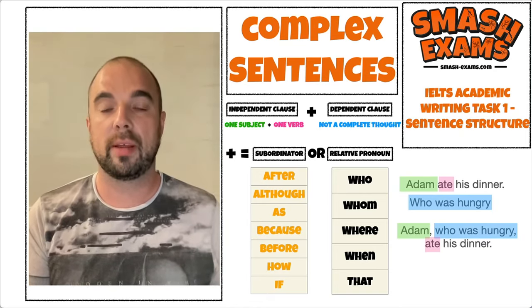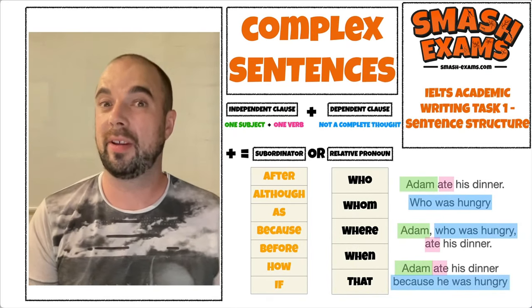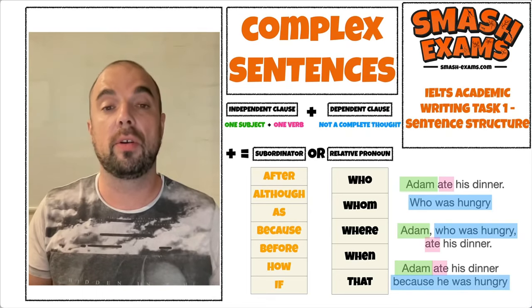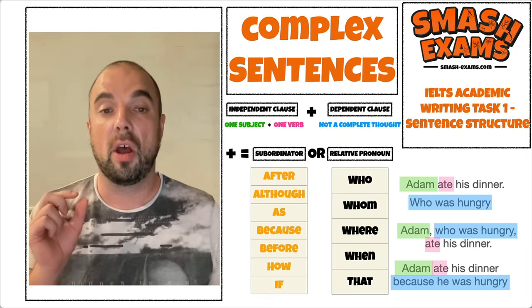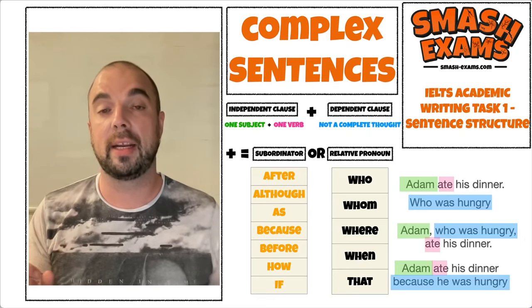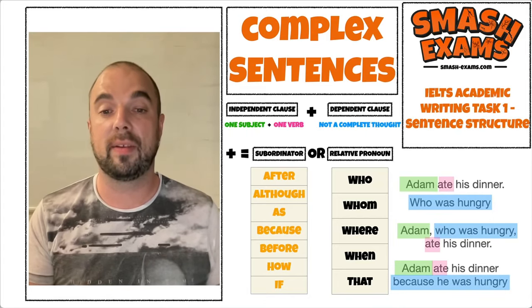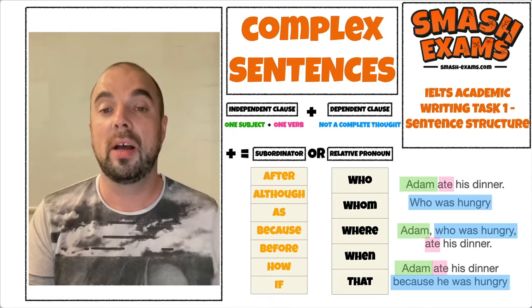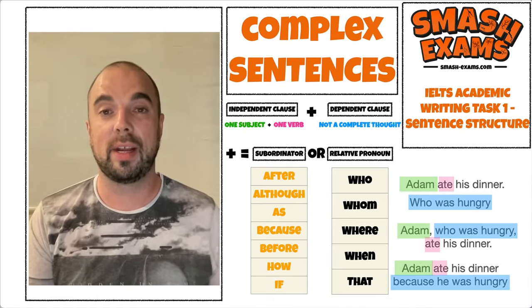Let's try and do that with a subordinator instead. We could say: Adam ate his dinner because he was hungry. Now again, because he was hungry on its own doesn't make sense. So that's what makes it a complex sentence: a not complete thought added to a simple sentence. So Adam ate his dinner because he was hungry is a complex sentence. Or Adam, who was hungry, ate his dinner. It's just a way of adding extra information.